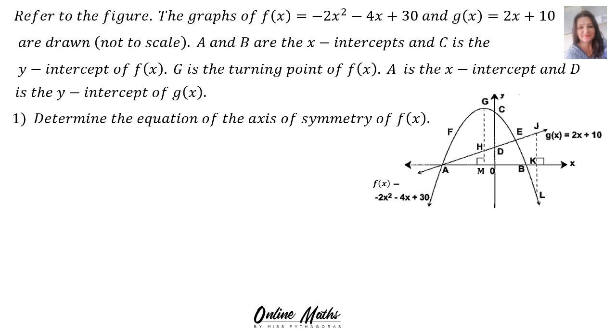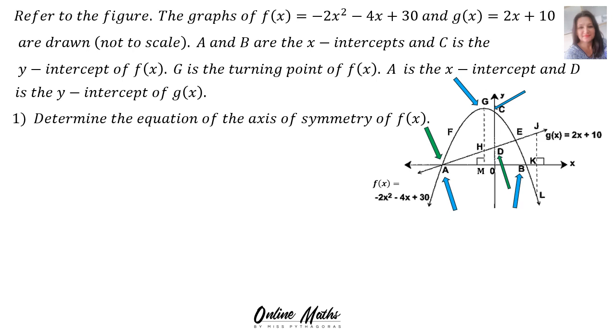Refer to the figure. The graphs of f(x) = -2x² - 4x + 30, that's the parabola, and g(x) = 2x + 10, that's the straight line, are drawn not to scale. A and B are the x-intercepts and C is the y-intercept of f(x), the parabola. G is the turning point of f(x). A is the x-intercept and D is the y-intercept of g(x).